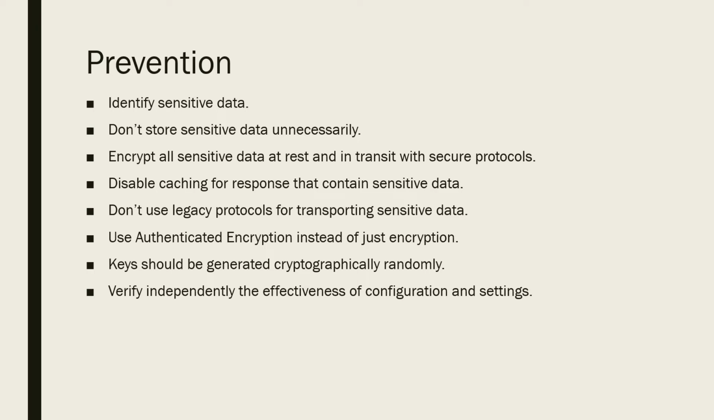Make sure to encrypt all of your sensitive data at rest and in transit with secure protocols such as TLS with forward secrecy ciphers, cipher prioritization by the server, and secure parameters. Disable caching for responses that contain sensitive data. This is mostly related to the browser. Do not use legacy protocols such as FTP and SMTP for transporting sensitive data. Always use authenticated encryption instead of simply encryption. Keys should be generated cryptographically randomly and stored in memory as byte arrays. If a password is used, then it must be converted to a key via an appropriate password-based key derivation function. We can also verify independently the effectiveness of our configuration and settings.